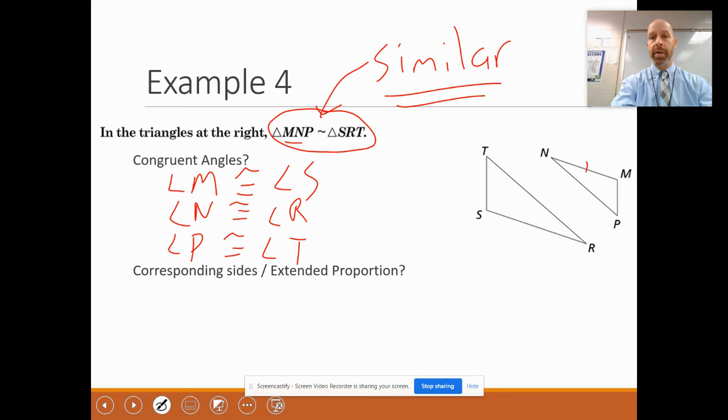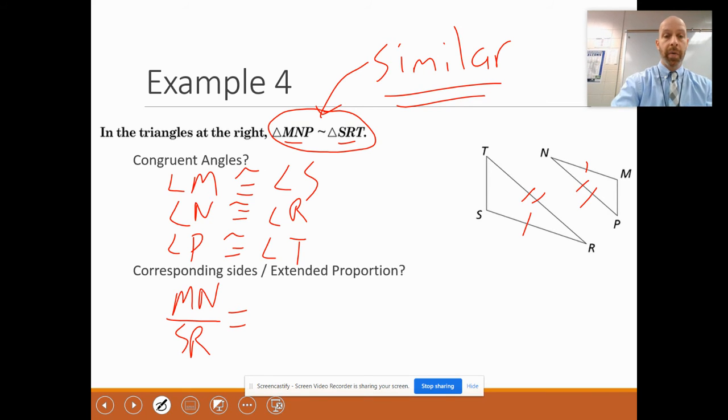That's the first 2 letters of the first triangle. So that has to be paired up with the first 2 letters of the second triangle. So this is SR. So you're going to write MN, that length. Notice I said length is paired with the length of SR. The second one, and I'm going to do NP. So NP, that'd be this length, and then it has to be corresponding to RT. So I'm going to write NP proportional to RT.